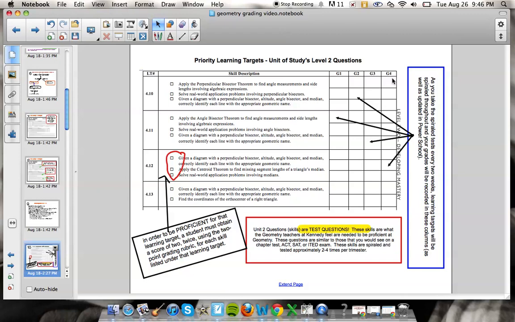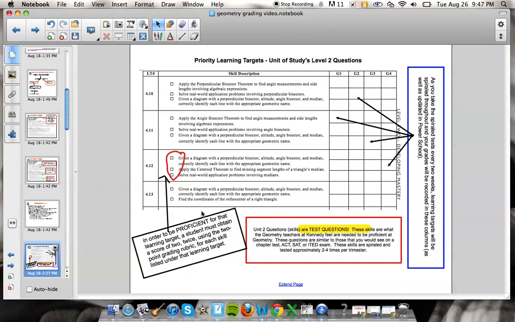Again, these learning targets are going to be spiraled, so that's why we have 4 different columns here. These skills or these questions are what they will see on a test. So anything that is shown on here will be fair game for a test, and that will also help the students prepare for their tests when they come every 2 weeks. These questions are going to be similar to those that they would see on a chapter test or an ACT exam, SAT exam, or an ITED.